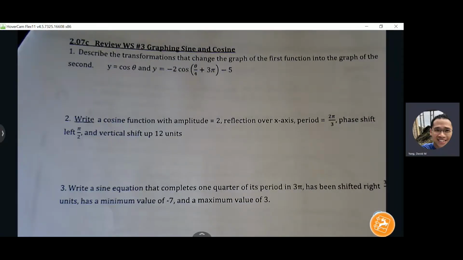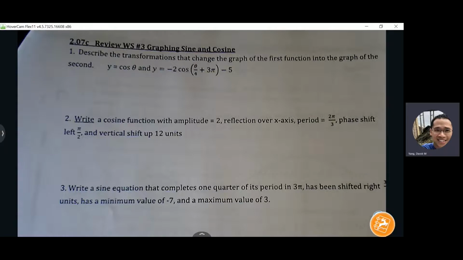Yeah, so the first page is graphing. Go to the second page or third page, you'll see the worksheet inside the packet. Okay, so number one, describe the transformation that changed the graph of the first function into the graph of the second.